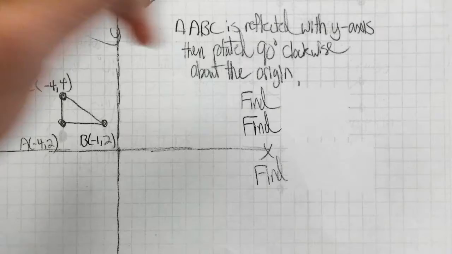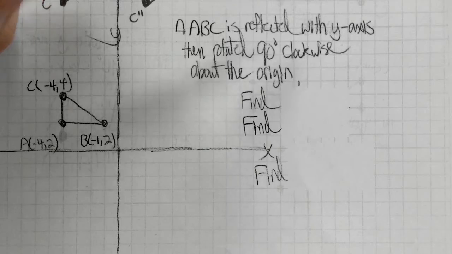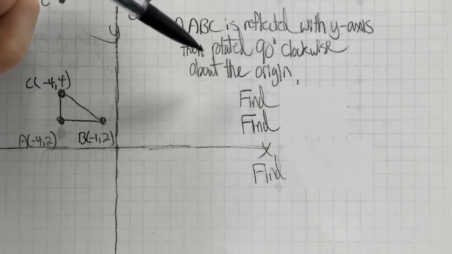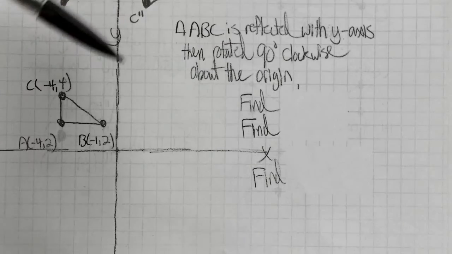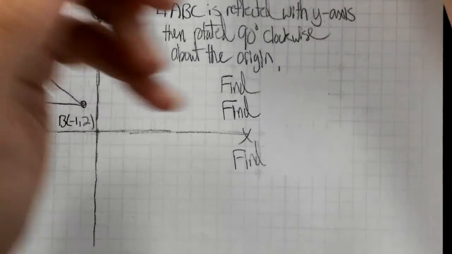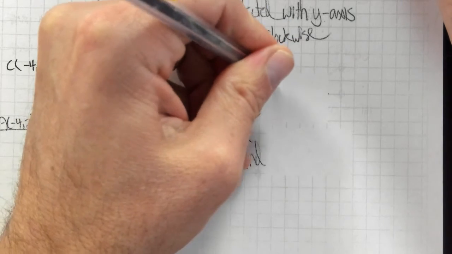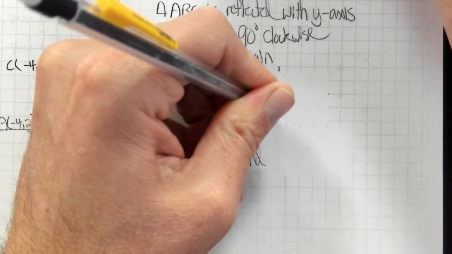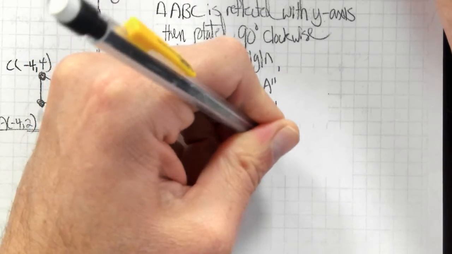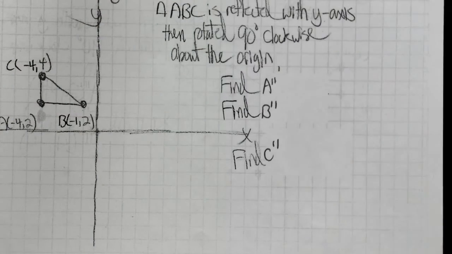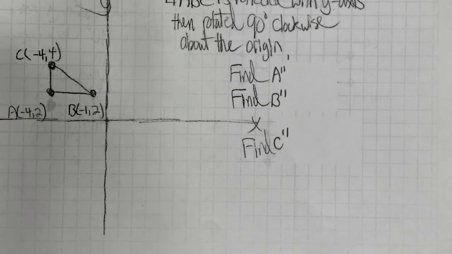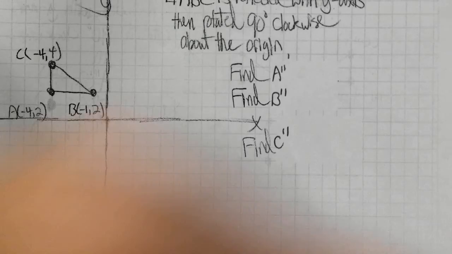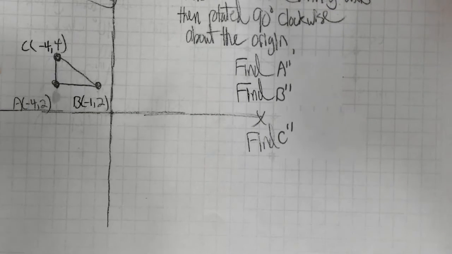Okay, the next one says that triangle ABC is reflected with the y-axis and then rotated 90 degrees clockwise about the origin. And then, of course, we want to find the A prime, the B prime, and the C prime, or excuse me, the double prime. A double prime, B double prime, C double prime. That's what we want to find here. All right? And so, again, my first movement is going to be a reflection with the y-axis. So let's do that first.